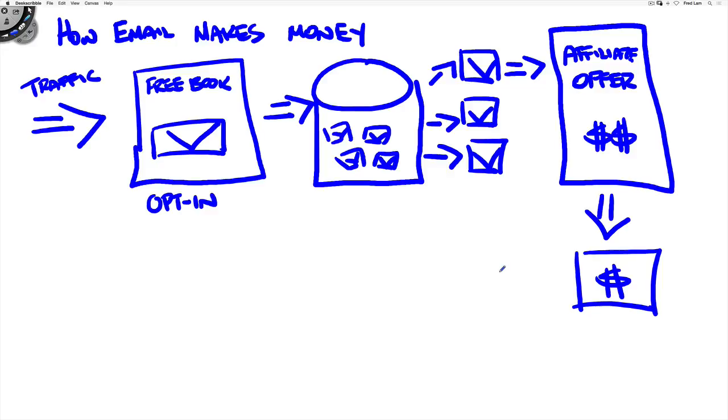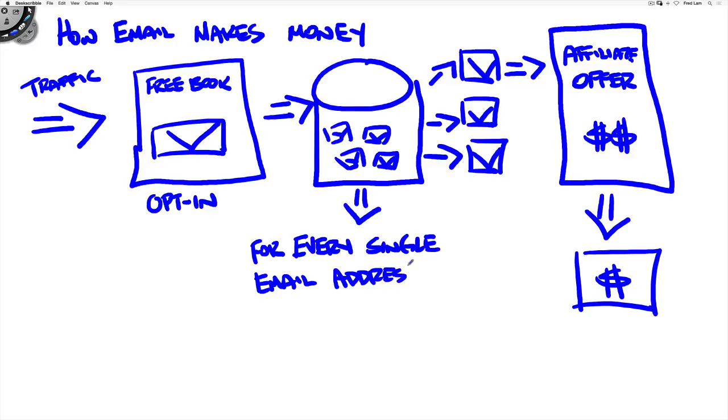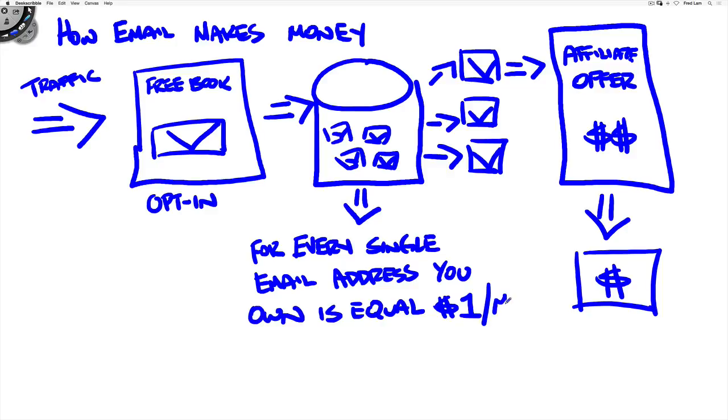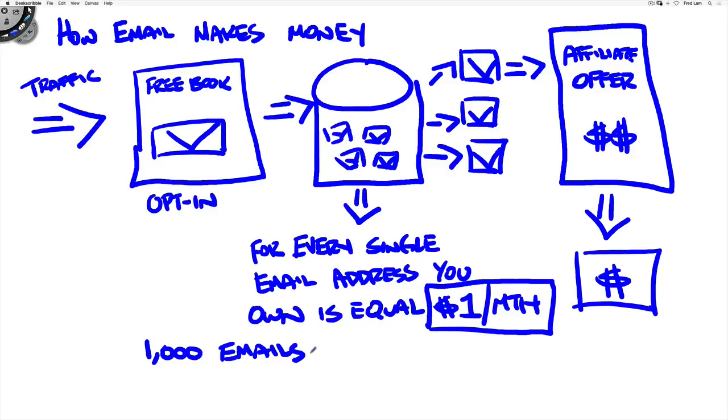Now, I can tell you for a fact that every single marketer online will tell you the same thing: every single email address that you own is equal to $1 per month in sales. So let's say in this example you generate 1,000 email addresses in your database. Typically, if you nurture this list properly, that will equal $1,000 a month.